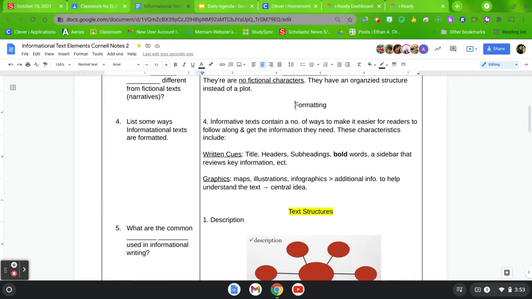Now we're going to talk about formatting. Informational texts contain a number of ways to make it easier for readers to follow along and get the information that they need. These characteristics include titles, headers, subheadings, and bold words to show vocabulary that is important. You're also going to see maps and illustrations to help you understand what's important. It's going to point to the central idea, which is a one-sentence summary of the text.